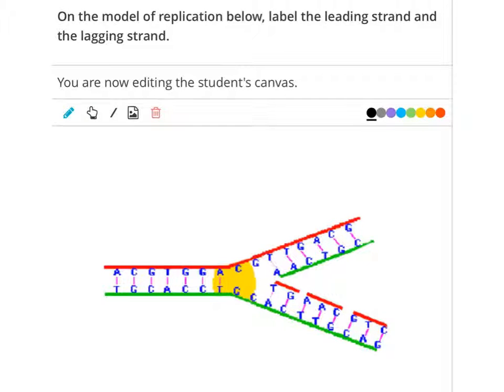In this video, I will go over all 6 questions in the Level 2 assessment for DNA replication. Question 1 says, on the model of replication below, label the leading strand and the lagging strand.